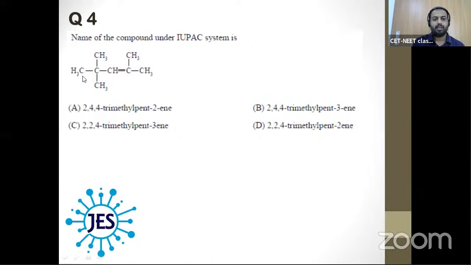Longest possible chain containing the multiple bond. See this part.